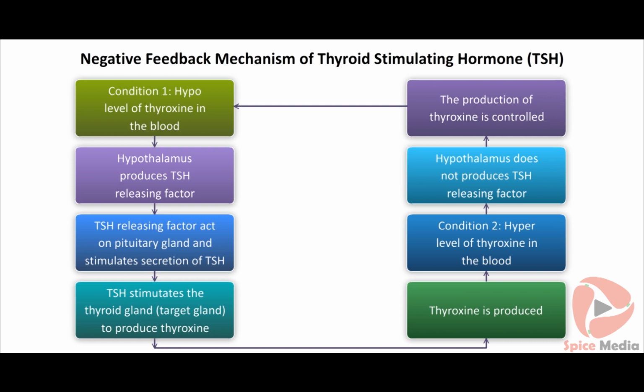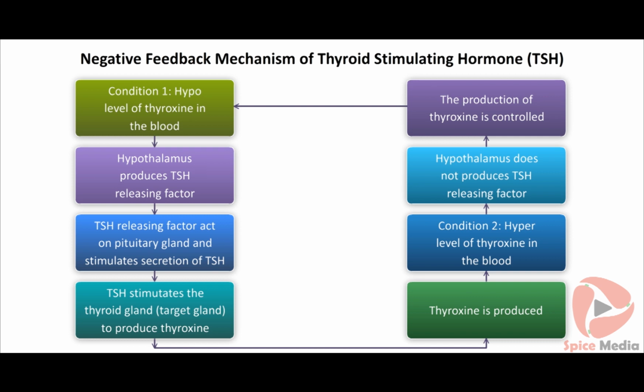There exists a negative feedback mechanism between the circulating level of thyroxine and the hypothalamic releasing factor. Under hypo level of thyroxine in the blood, the hypothalamus produces thyroid-stimulating hormone-releasing factor. This factor acts on the pituitary gland and stimulates secretion of thyroid-stimulating hormone. This hormone acts on thyroid gland to produce thyroxine.